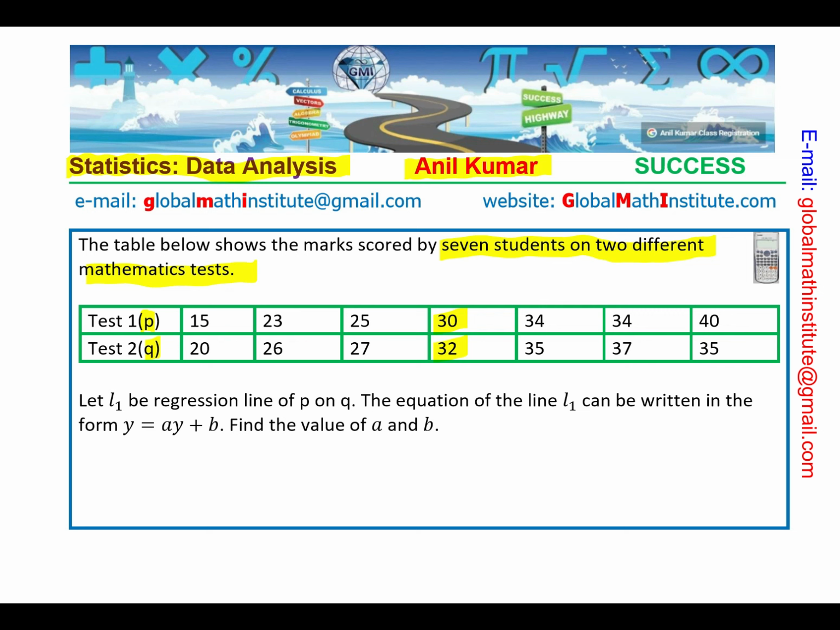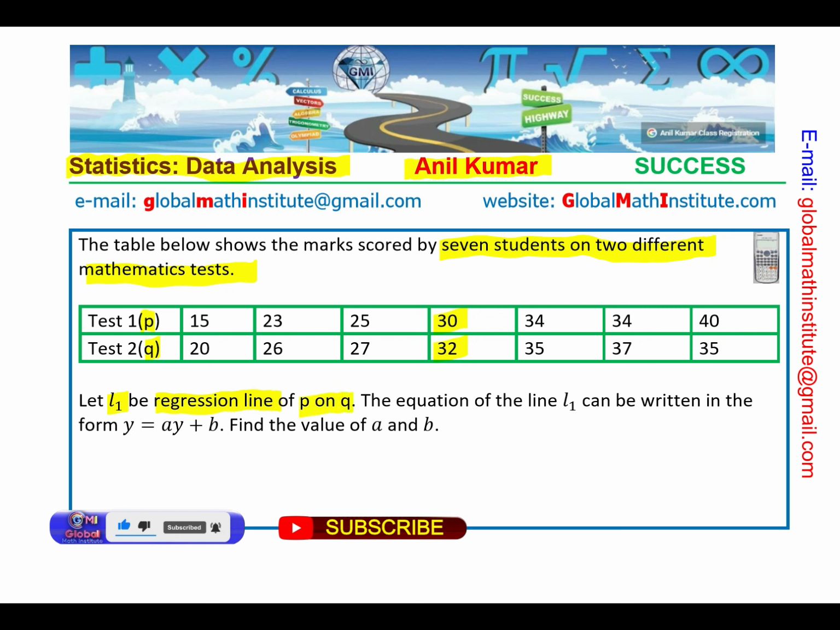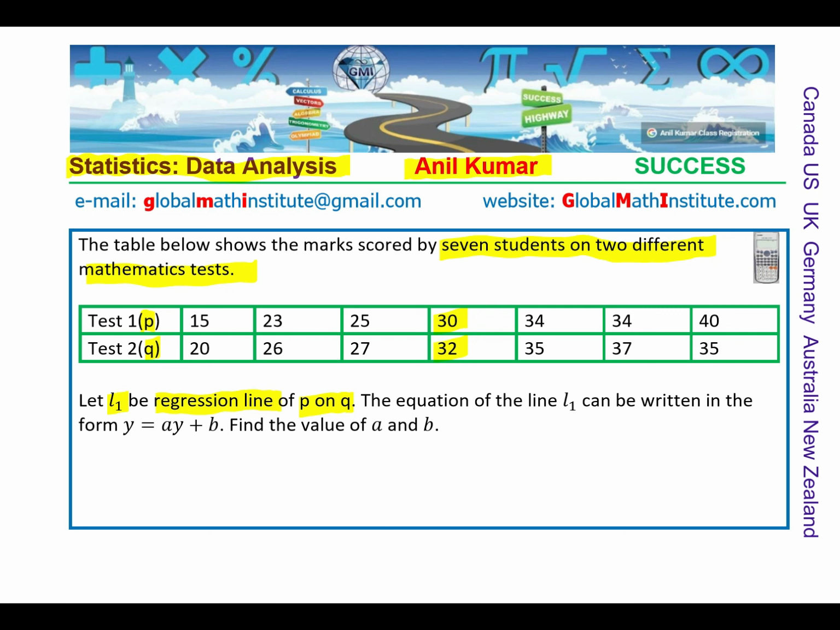Now, let L1 be the regression line of P on Q. So this is a very critical statement of P on Q. The equation of the line L1 can be written in the form y equals ax plus b. Find the value of a and b. So that's the question for you. There were 2 things critical for my student to understand: what should be the x value and what should be the y value in this particular case. So pause the video for a second and think about it.